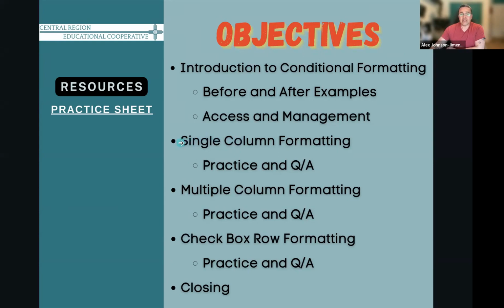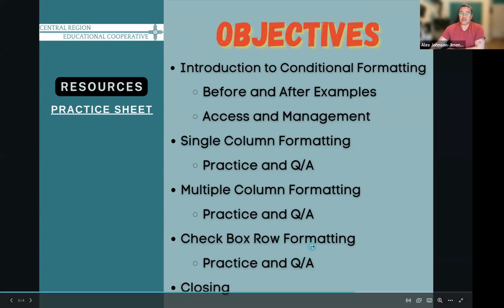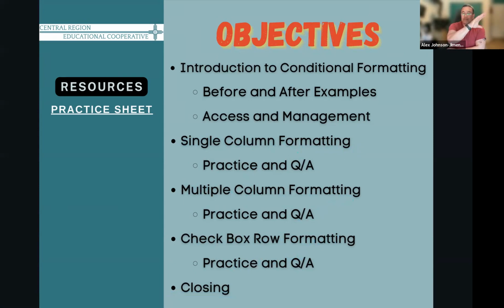So we will practice doing conditional formatting for just one column, for multiple columns, and then something a little bit more advanced if time permits. If I check a box, the whole row will turn a specific color, or it will strike through or underline, whatever we want. That's a little bit more advanced just because it uses a formula, but I will walk you through all those processes.